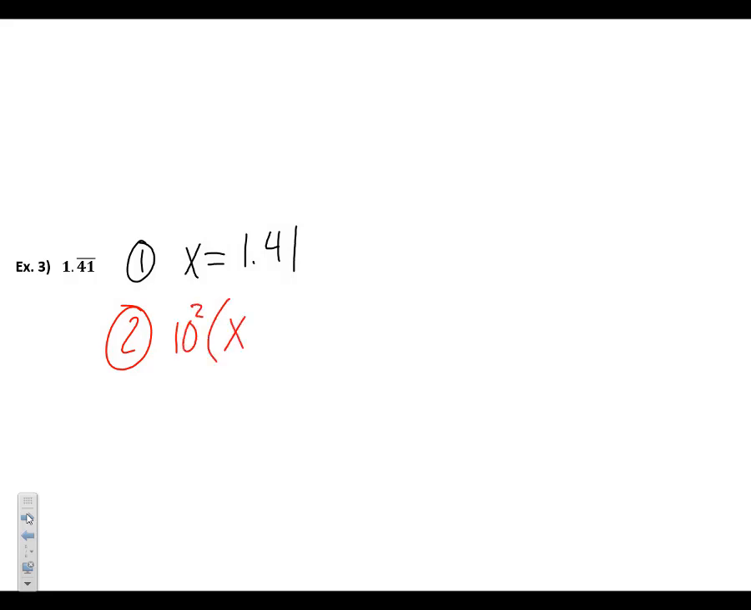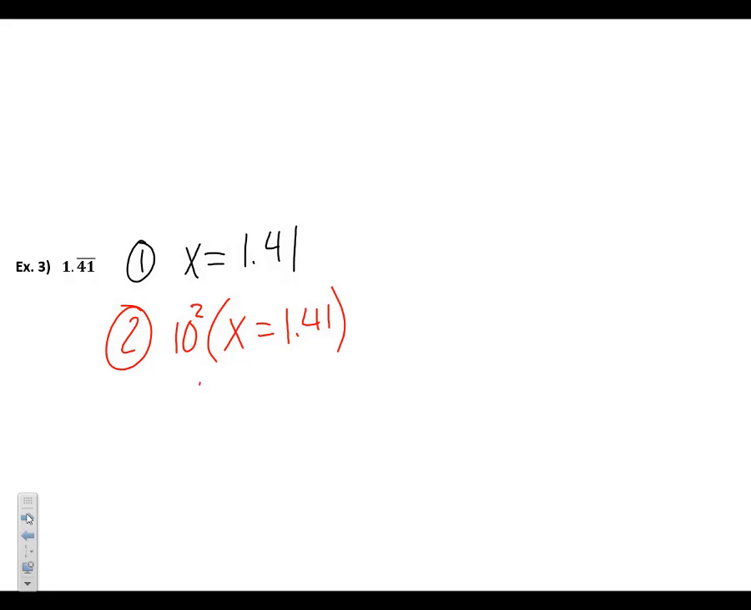Example number 3. Please make sure that pen or pencil is down. Here we go. Step number 1. We have 1.41 repeating. So I'm going to write x equals 1.41 repeating. Step 2, multiplying by 10 to the power of the number of repeating digits. So how many digits are repeating? That's right, by 10 squared. What is 10 squared? That's right, it's 100.